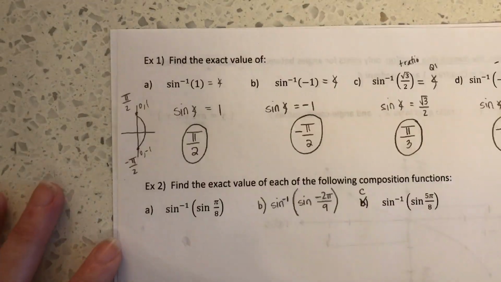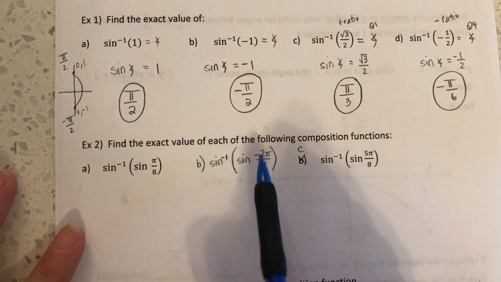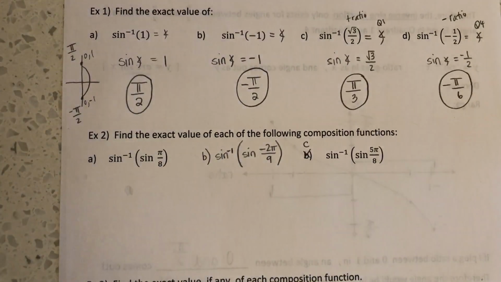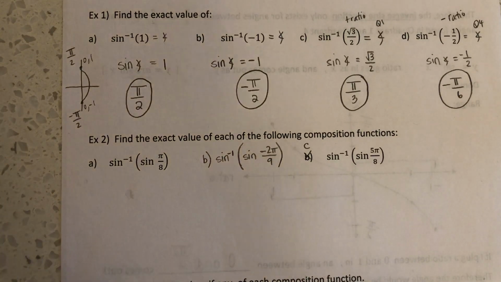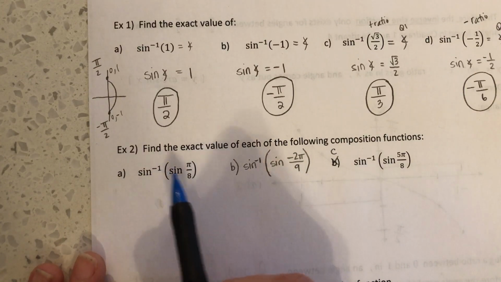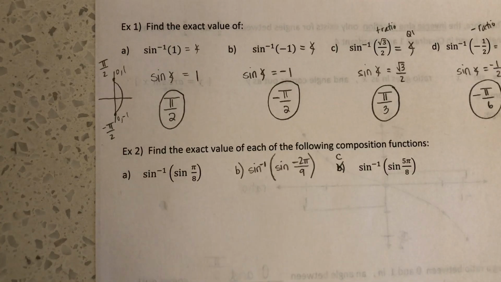Look at example 2. Find the exact value of each of the following composition functions. I added an example just to give you another one. Think about what inverses do. They cancel each other, like adding and subtracting undo each other, and multiplying and dividing undo each other. So what should the inverse sine function and the sine function do to each other? They should cancel. Absolutely 100%.